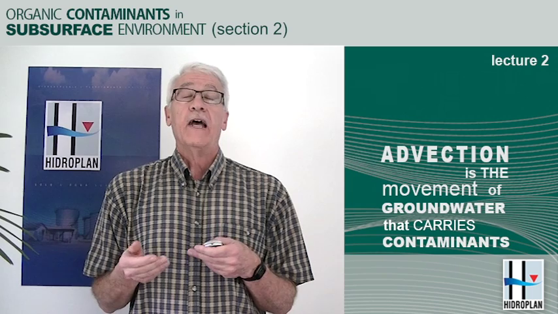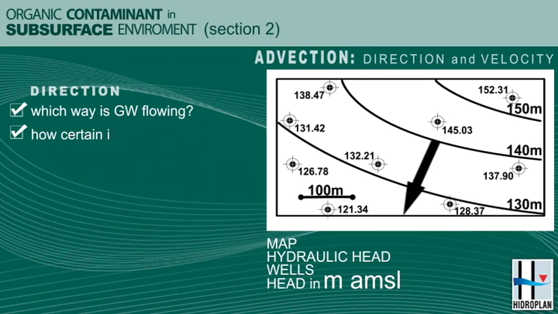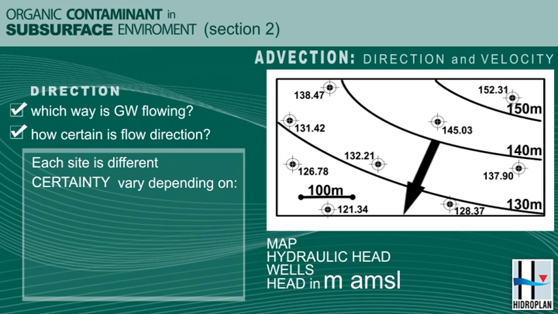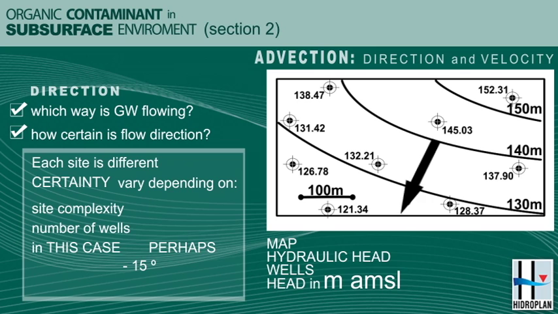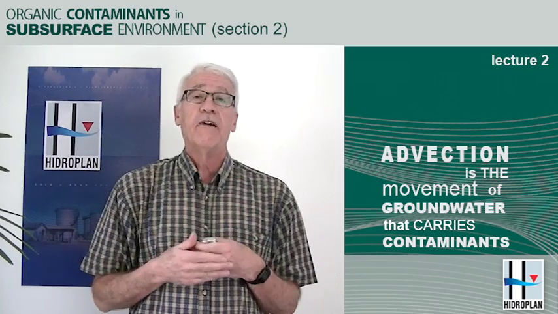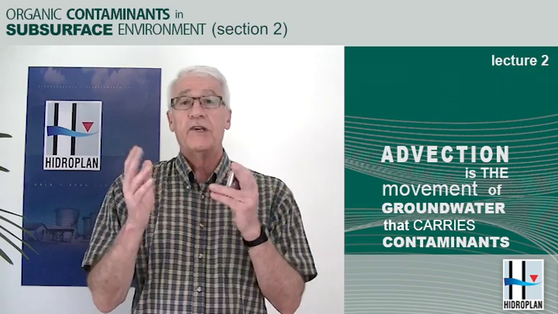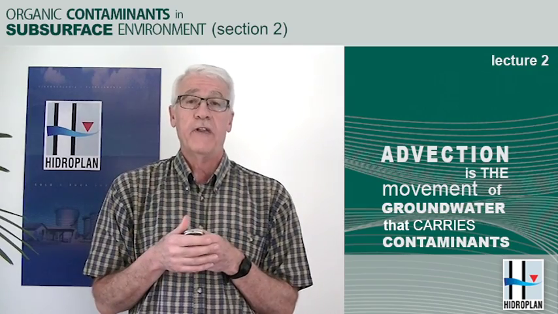The next point about that is really, how certain are we of that flow direction? Well, each site is different. In a more complex site, our certainty goes down. If the number of wells is few, then we have large uncertainties. In this case, we might decide that we have perhaps a 15-degree uncertainty. That is, the groundwater may be flowing 15 degrees one way or the other. Or in some cases, it might be 30 or 40 or 50 or more degrees. And hydrogeologists have to anticipate that uncertainty and make sure that their interpretations are consistent with that.